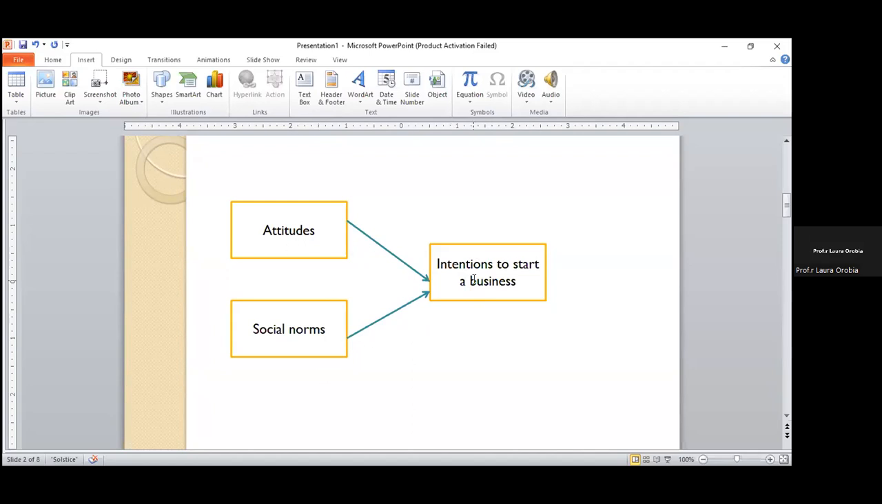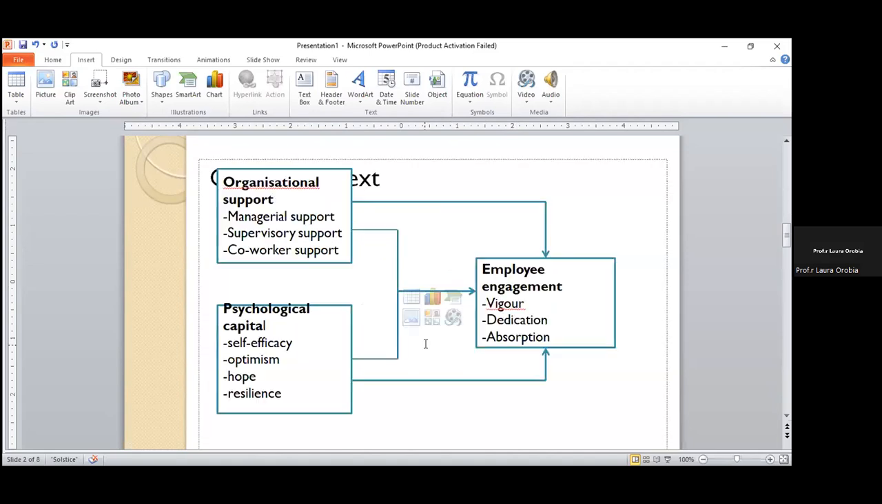What is clear here is that they are unidimensional variables. So you're saying that attitudes and social norms are the independent variables, while intention to start is the dependent variable. So this study seeks to explain intentions to start a business using attitudes and social norms.